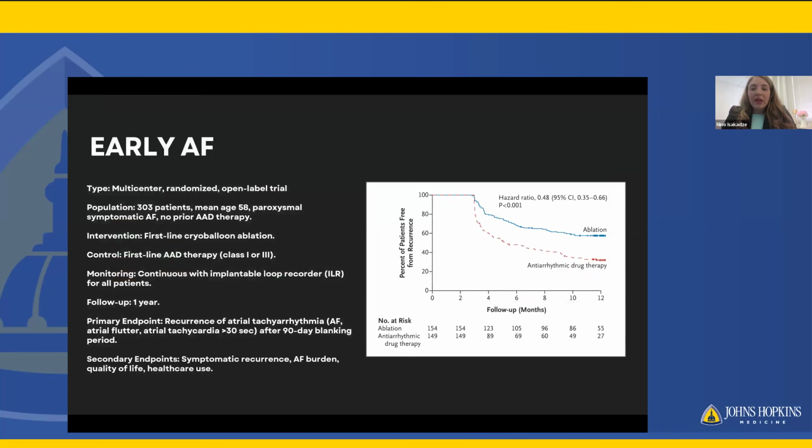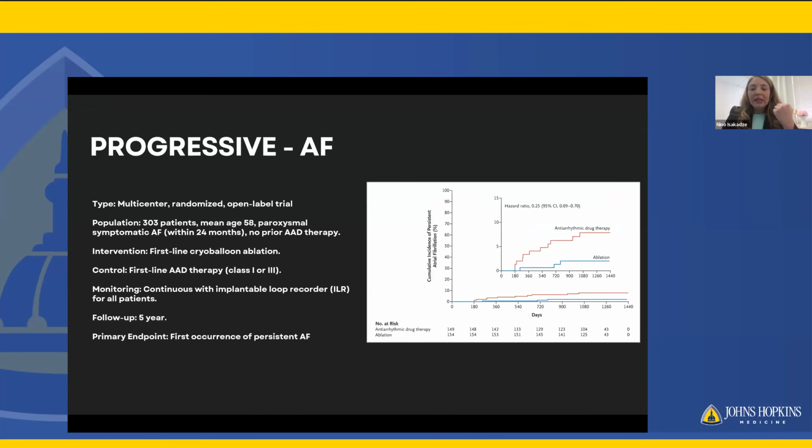And then the second important study was the one comparing whether you do this with ablation versus medications. This was among patients with paroxysmal atrial fibrillation. What they found is that the risk of recurrence of atrial fibrillation at 1 year was much lower in the group that had ablation than in the group that took antiarrhythmic medications. And similarly, the risk of progressing from paroxysmal to persistent atrial fibrillation was less in the group that received ablation compared to the medications alone.